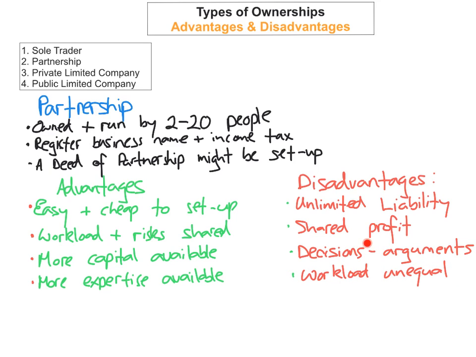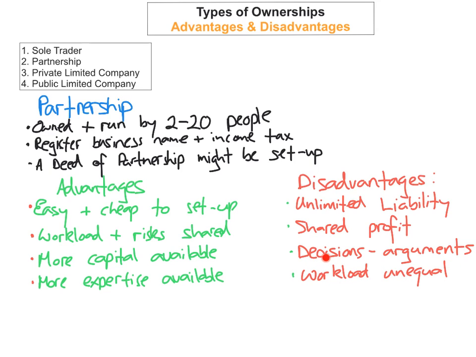Another one is that sometimes if there are 2 people in the partnership and one partner dies, it can often lead to the end of the partnership or the end of the business, depending on the person who dies and what they contributed to the actual business.